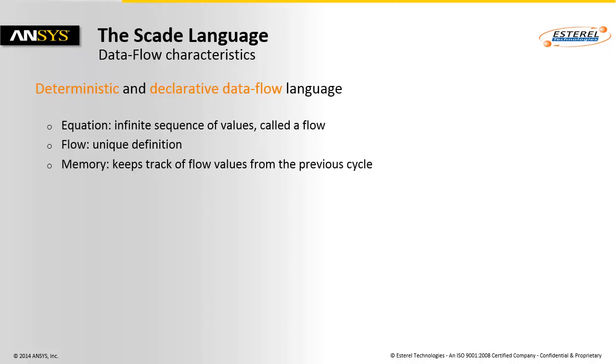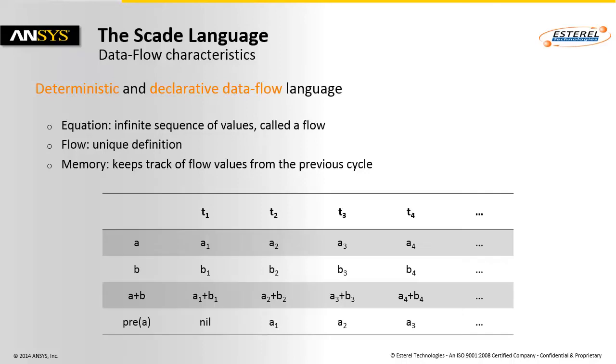A flow has a unique definition. It is comparable to a mathematical definition, where variables in equations have only one definition. The memory keeps track of the flow values from the previous cycle. Following the table, A plus B is the flow defined as the sum of A and B. The memory is illustrated here by the pre-operator that returns the flow of the previous value of the flows passed as a parameter. Obviously, its first output is undefined.